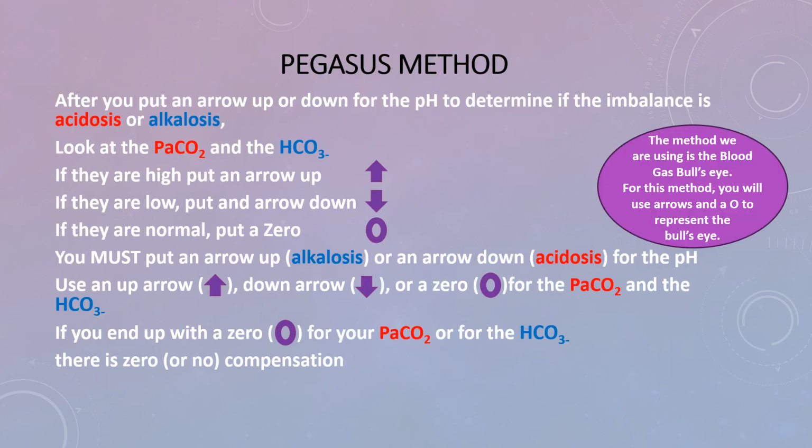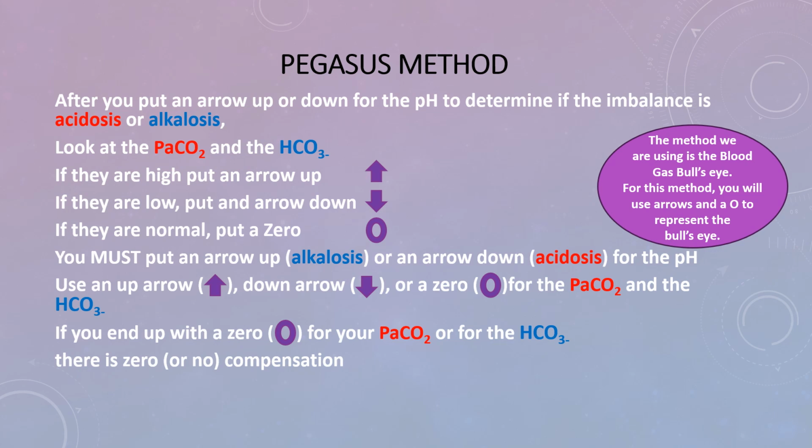There are a lot of tips and tricks for understanding and interpreting ABGs, but we're going to use the Pegasus method. This is the blood gas bullseye method. After you put an arrow up or down for the pH, to determine if the imbalance is acidosis or alkalosis, look at the PaCO2 and the HCO3. If they're high, well, we've missed our mark, put an arrow up. If they are low, again, we've missed our mark, put an arrow down. And if they're normal, put a 0.